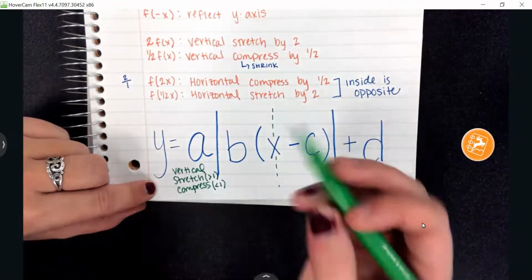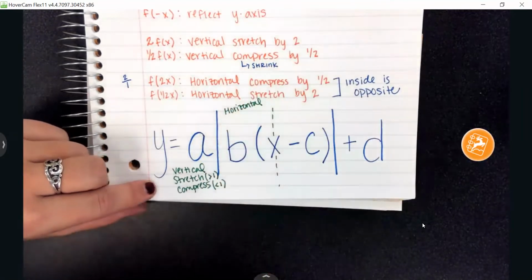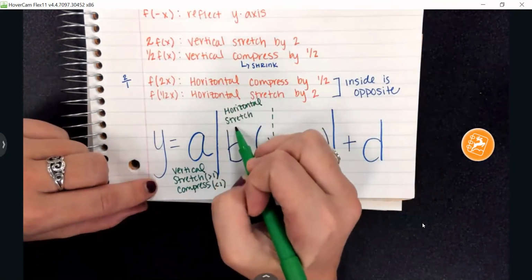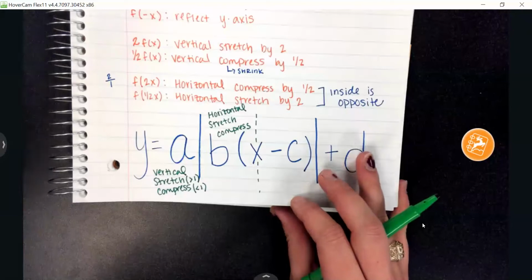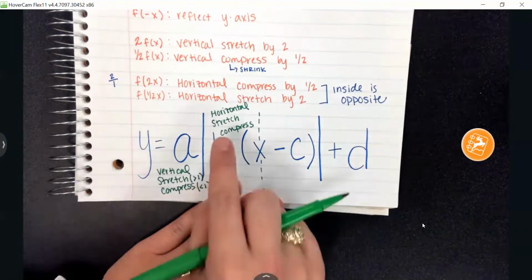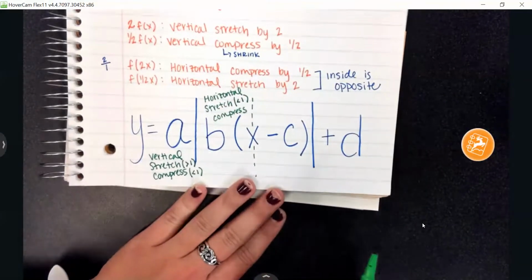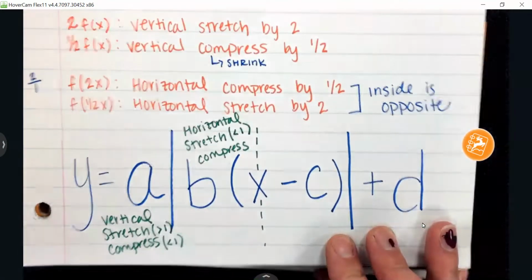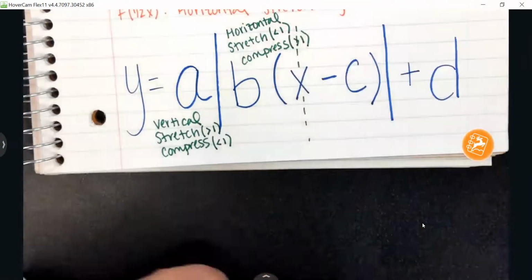So the letter B, because it's inside, is a horizontal. Inside is horizontal. The letter B can only be a stretch or a compress. What were those 3 magic words? Inside is opposite. So if outside a stretch is larger than 1, inside a stretch is less than 1. And if outside a compress is less than 1, then inside a compress is greater than 1.